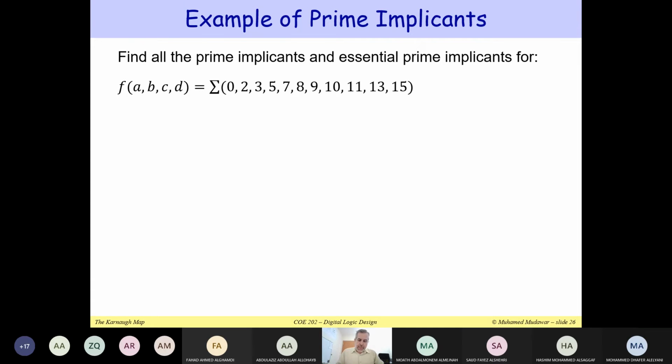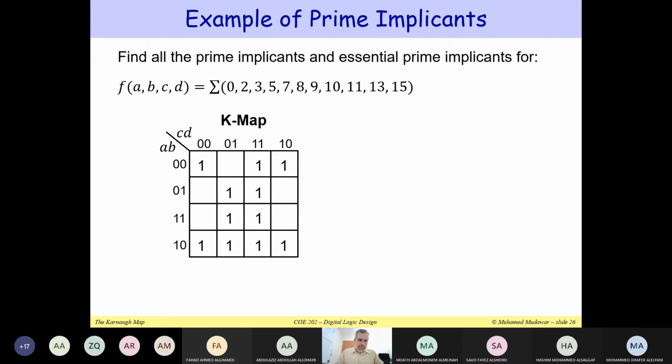Right. So what we need to do is draw the Karnaugh map. So this is the Karnaugh map of the function f. And notice how we fill the Karnaugh map with the minterms. So remember the squares, okay? So this must be minterm 0. This must be 3. This must be 2. Then this must be 5. This is 7. 8 is down here, 8.